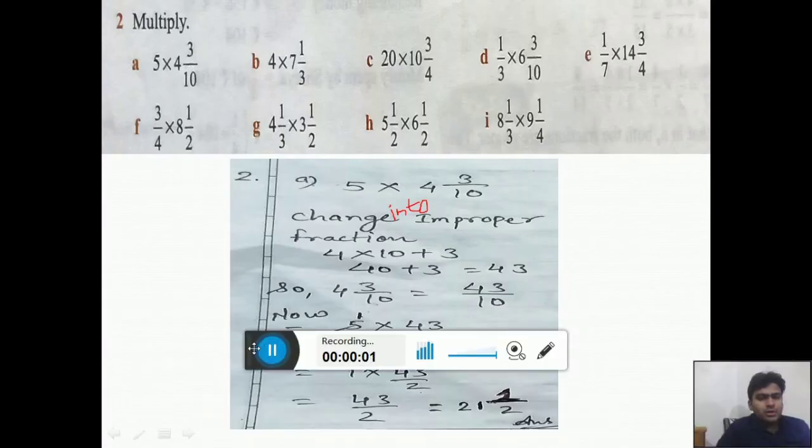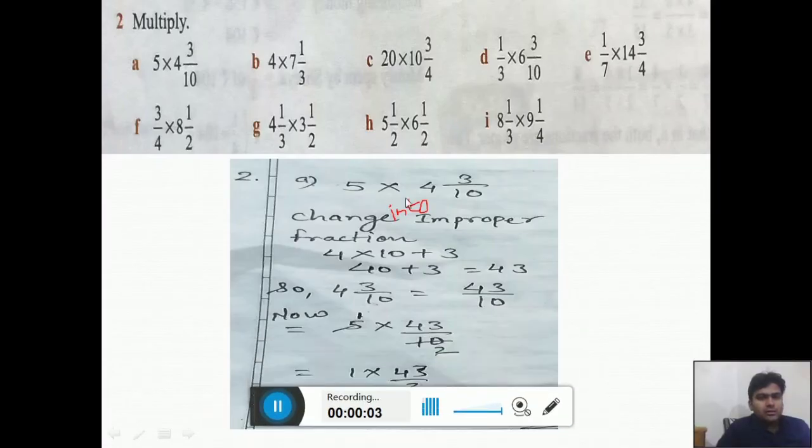Now question number 2, multiply 5 into 4 complete 3 upon 10. So here this 4 complete 3 upon 10 is a mixed fraction. So change it into an improper fraction, which we have earlier seen how to do. So what do we have to do? We have to multiply 4 and 10. 4 into 10 is 40, plus 3 is 43. So like this we got the fraction 43 upon 10.